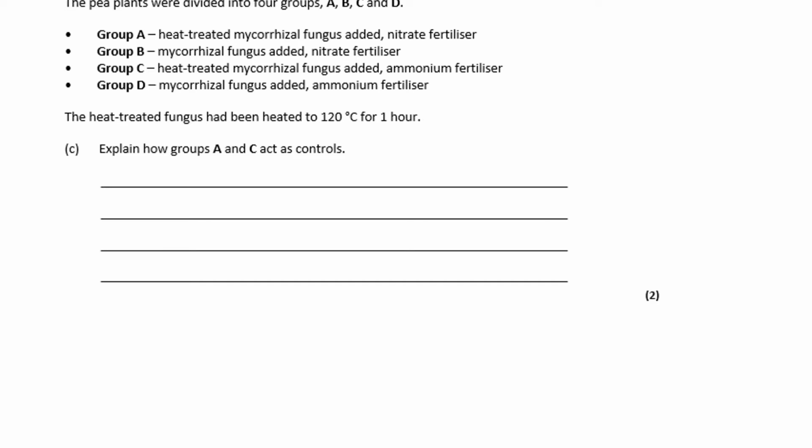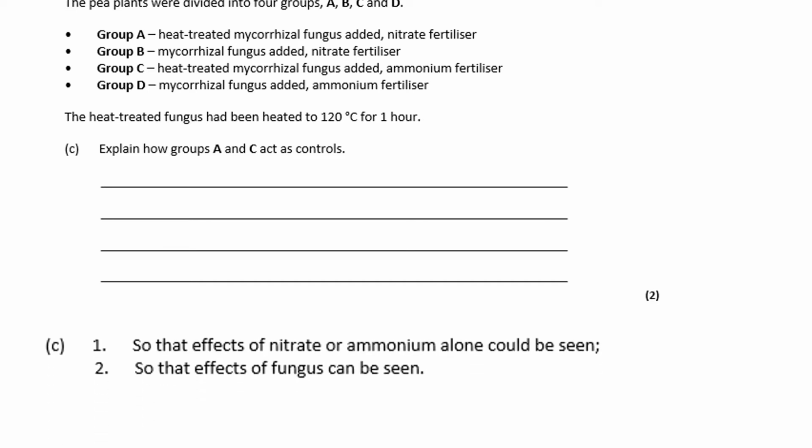Now, whenever you see the word controls, you need to really make sure that the first thing you write is to show the effects of. That needs to be the beginning of your sentence. Whatever you write down, if it's explain the reason for a control, you need to start your sentence with to show the effect of. Okay, and that's the same in this question.